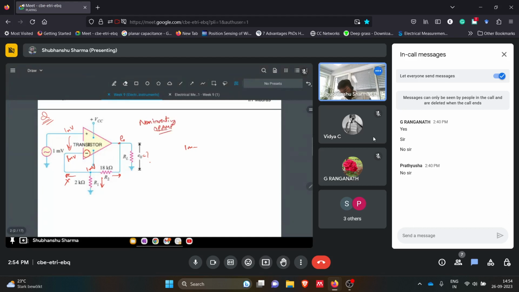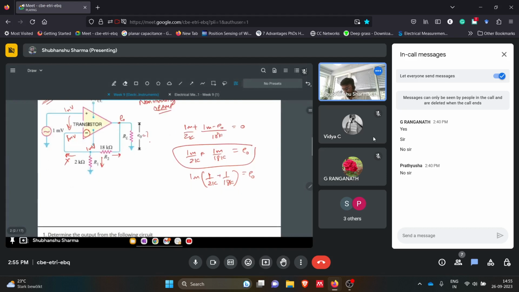But let's see if this is that or not. So 1 millivolt by 2 kilo plus 1 millivolt minus E naught by 18 kilo, because it's 0. So if you just rearrange them, then it will be this E naught. So this is nothing but the expression for the non-inverting feedback amplifier. Okay, very simple. So I think you remember this thing.